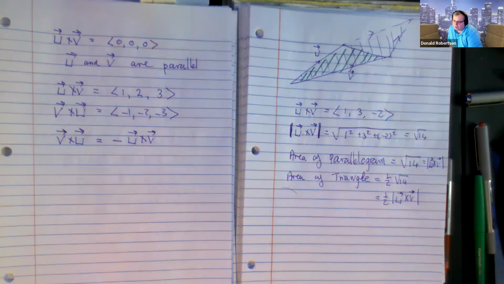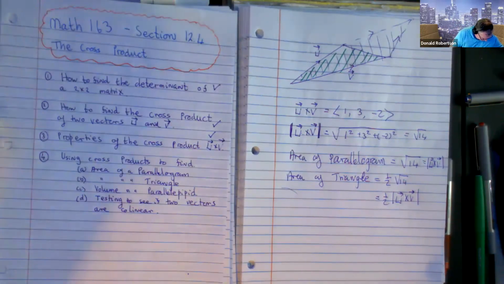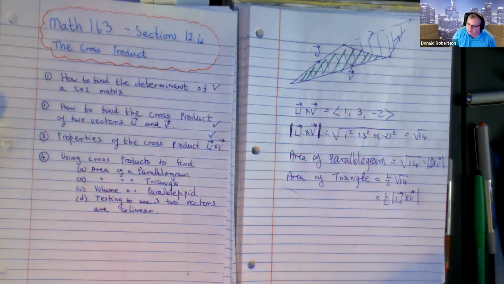Any questions about that? You can use the magnitude of the cross product to find the area of parallelograms, and half of that answer to find the area of triangles. It's quite interesting. Are we good so far? Any questions?